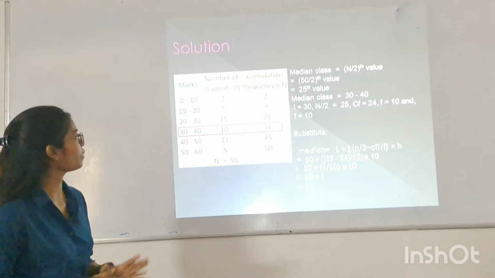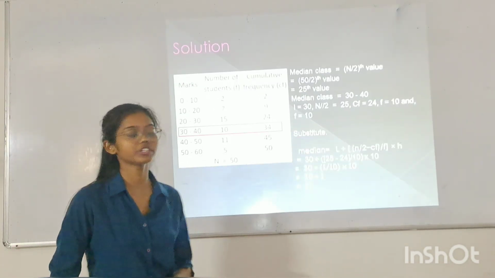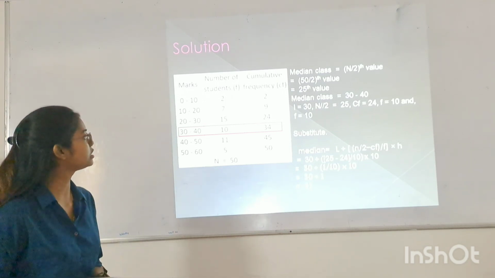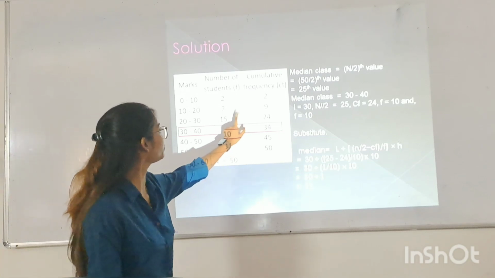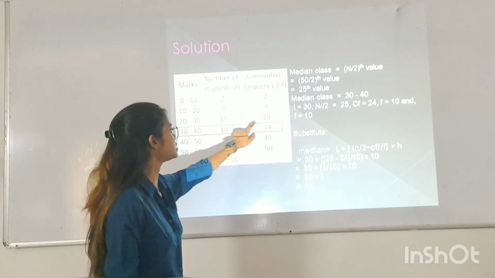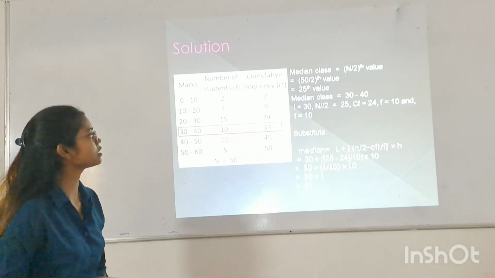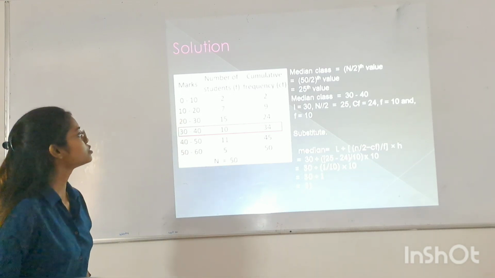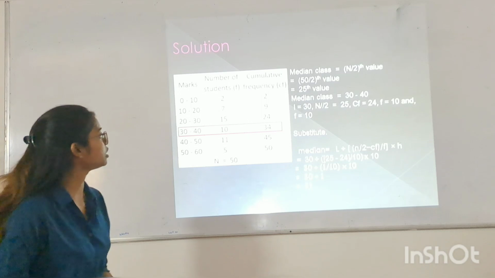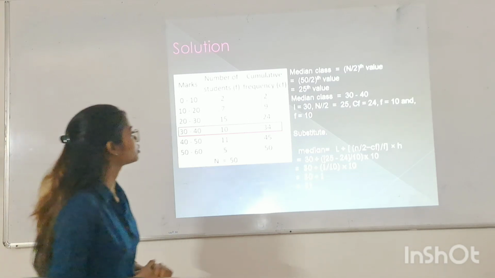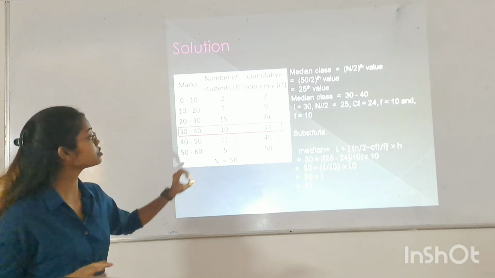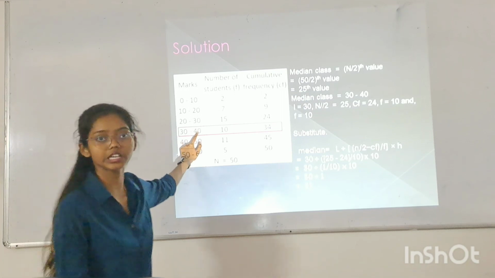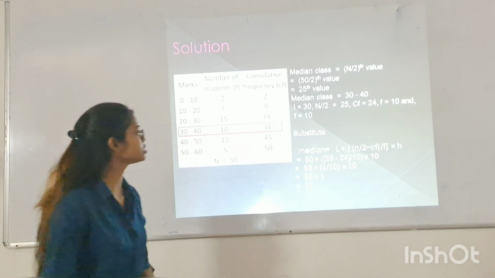So this is the solution, marks. F means frequency, and frequency means number of students, then cumulative frequency. Cumulative frequency means keep adding the frequency. So 2 plus 7 is 9, 9 plus 15 is 24, and so on. For the median class, n by 2 is 25, the 25th value. Now find the middle class. The cumulative value previous to it is 24, so this fourth row is the median class.